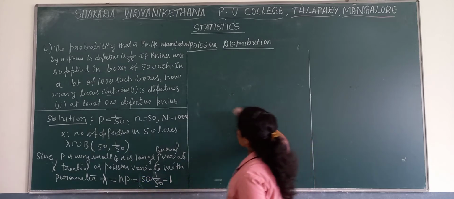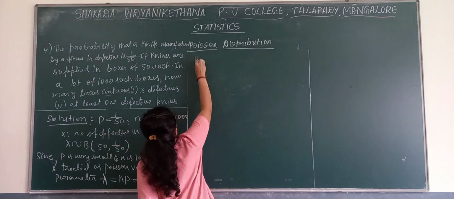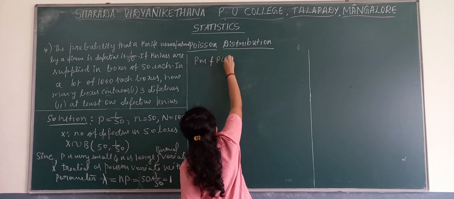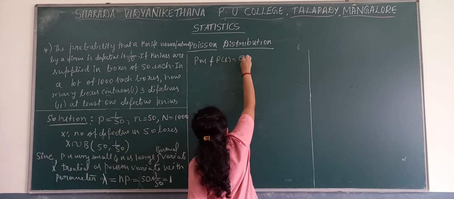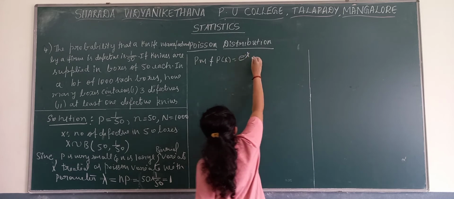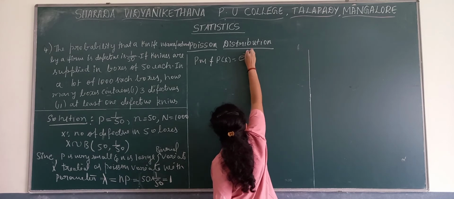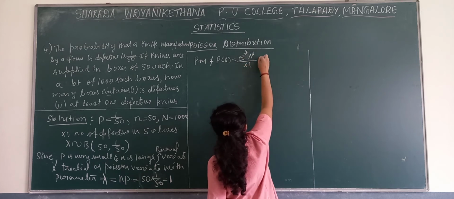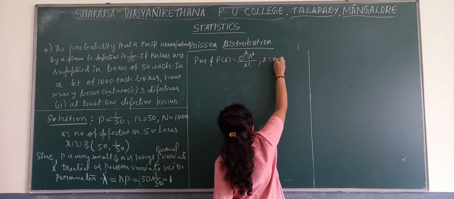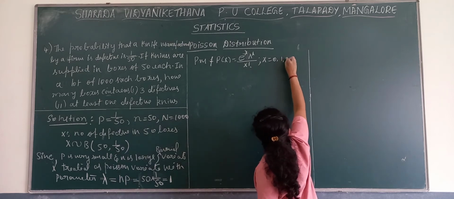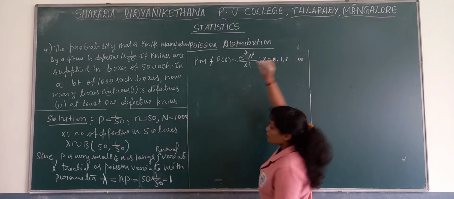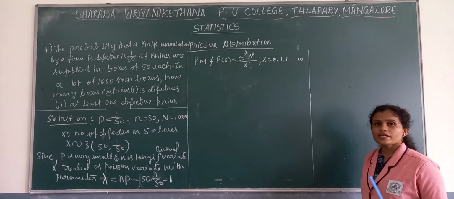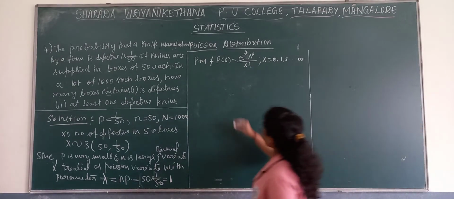Now what we need to write? The probability mass function P of X is equal to e to the power minus lambda, lambda to the power x, divided by x factorial, where X is equal to 0, 1, 2, till infinity. Now, according to this problem, write the value of lambda.